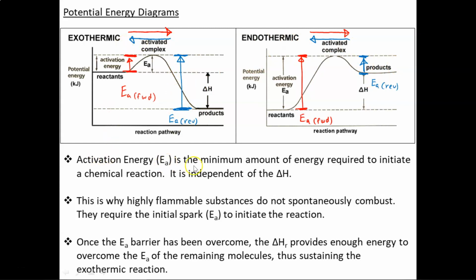Alright, so activation energy is the minimum amount of energy required to initiate a chemical reaction. It is independent of delta H, so delta H and EA are not related to each other. As we'll see later in this lesson, I can have a very large activation energy and then reduce it using something like a catalyst into a smaller activation energy, and yet for both scenarios, I would still have the exact same enthalpy value. So activation energy is the reason why highly flammable substances do not spontaneously combust.